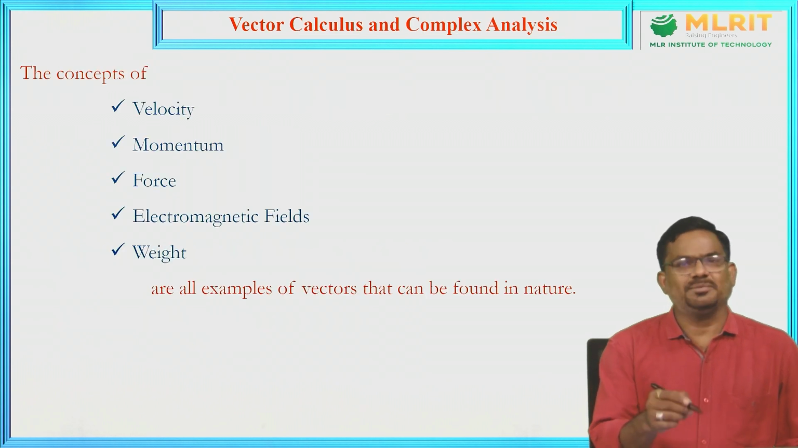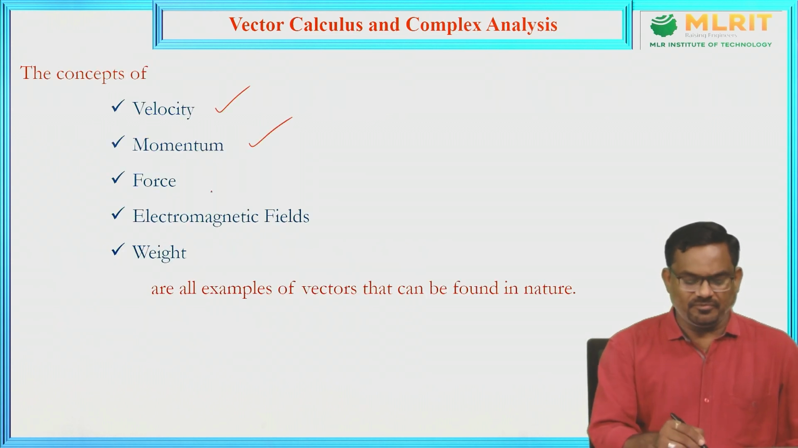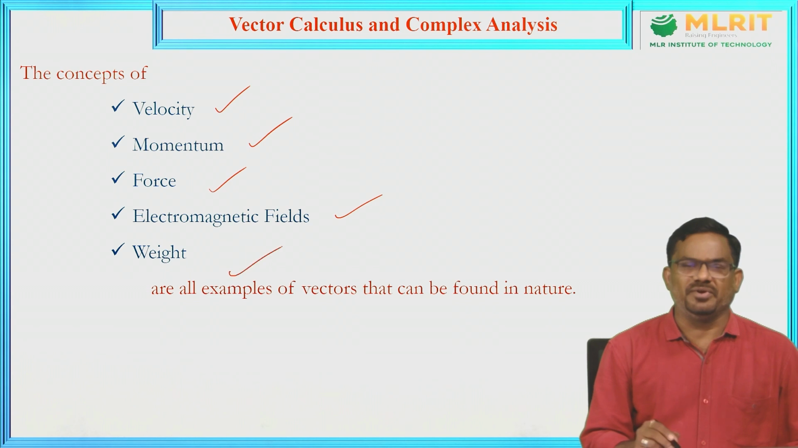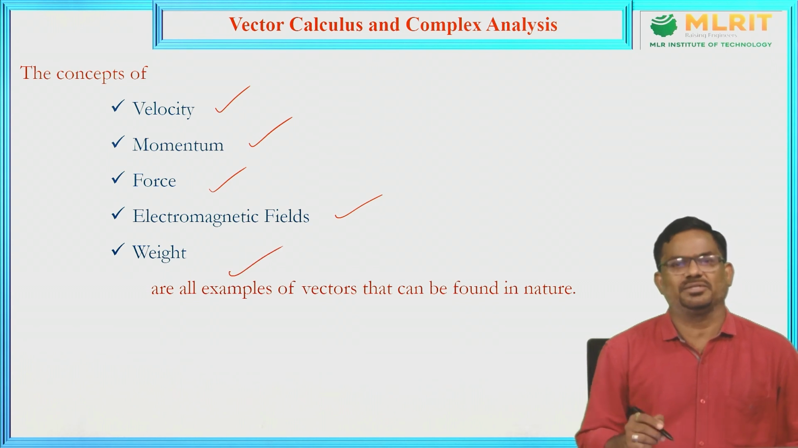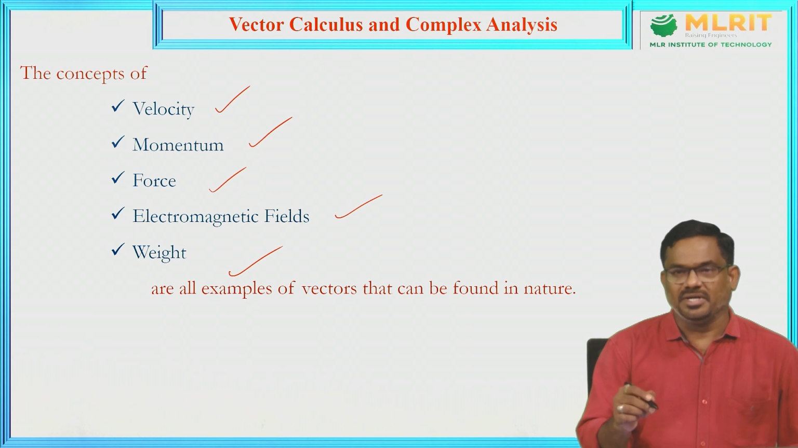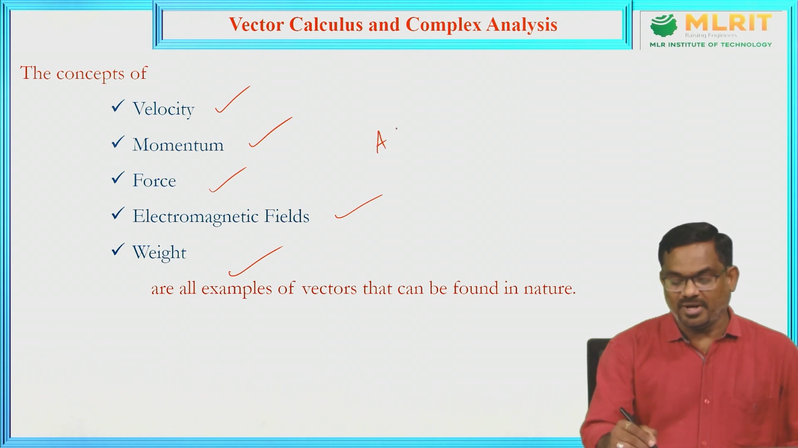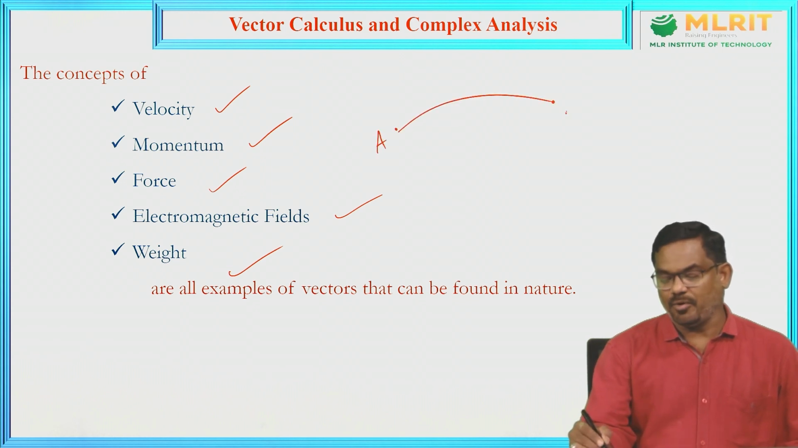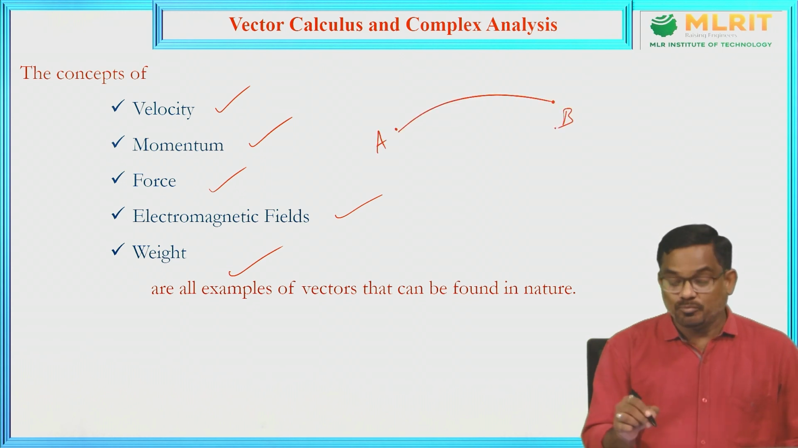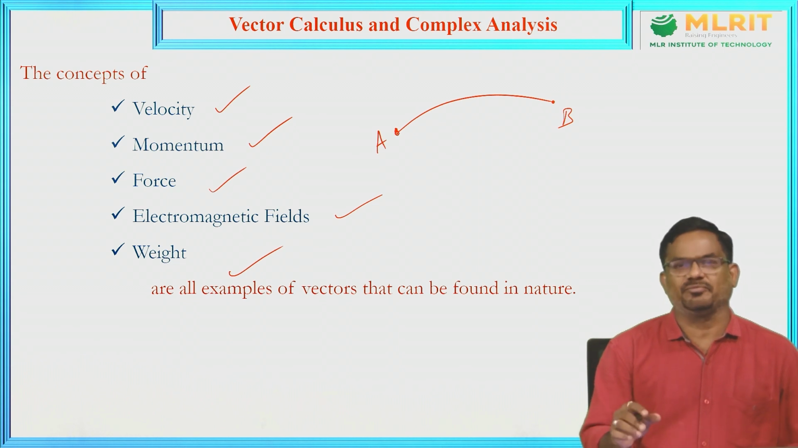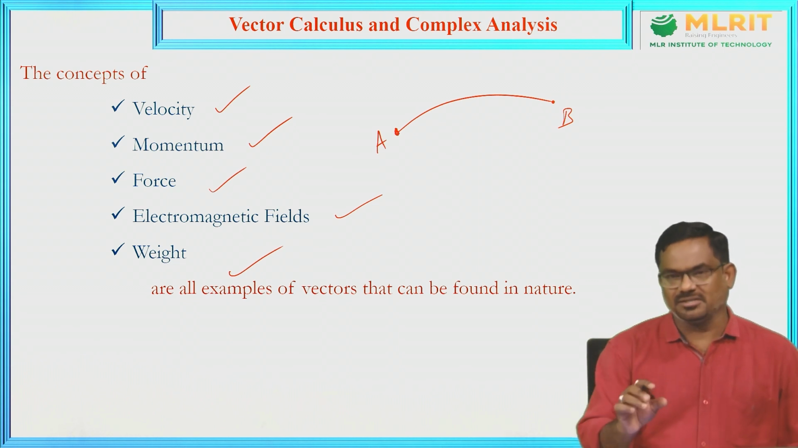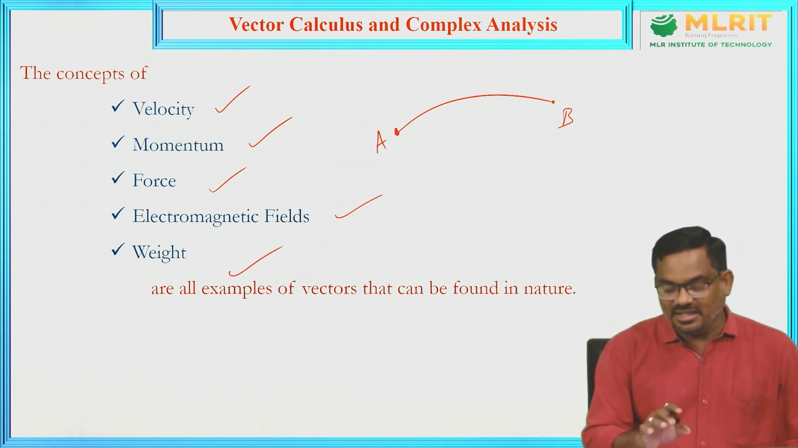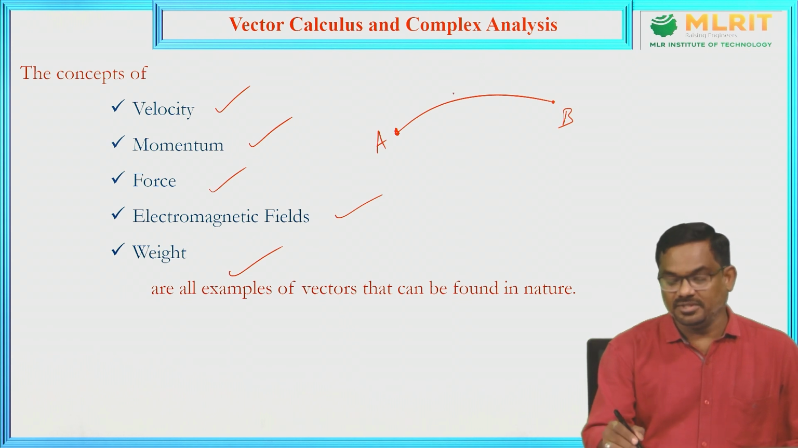The concepts of velocity, momentum, force, electromagnetic fields and weight are all examples of vectors that can be found in nature. For example, if a particle is moving from a point A to another point B, to move this particle we need to apply some force, then some work has been done, and the direction of A to B is the direction.